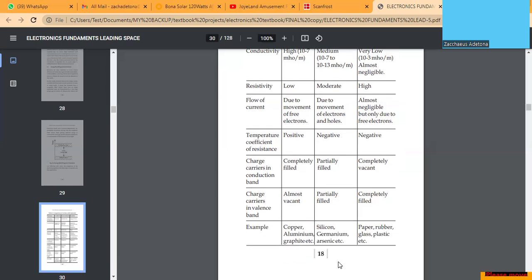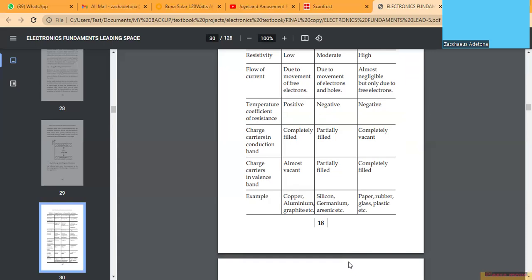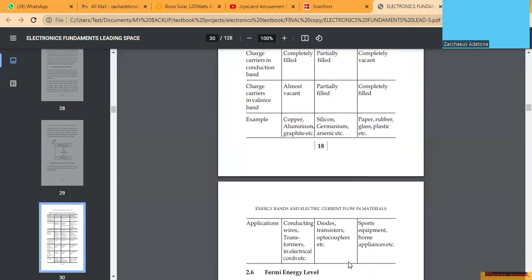Now we have examples of these various materials. For conductors, we have copper, aluminum, graphite, etc. And for semiconductors, we have group 4 elements such as silicon, germanium, etc. And for insulators, we have paper, rubber, glass, plastic, and so on. For applications, conductors are applied as conducting wires for transformers, electrical cores, etc. Semiconductors are applied as diodes, transistors, and optocouplers, etc. For insulators, we have sports equipment, home appliances, cable insulation, and so on and so forth. So that is what we have.